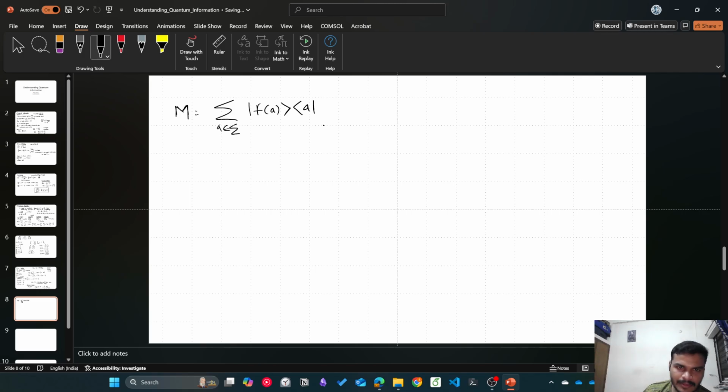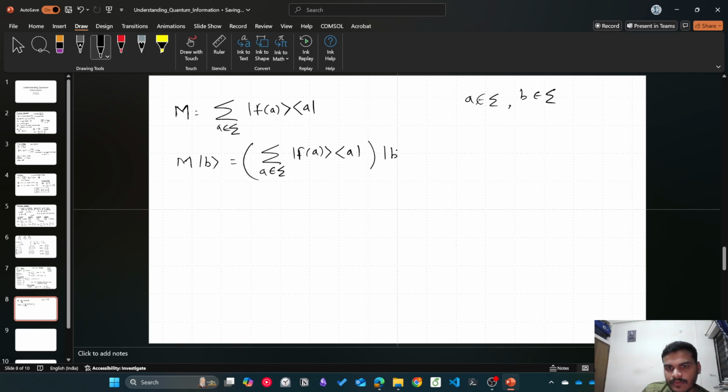taking a combination of them, right? By taking proper coefficients. So what is happening here? Let's say you are applying some B to this. A also belongs to sigma and B also belongs to sigma, let's say. So if you apply B, it is going to multiply B to this whole thing.